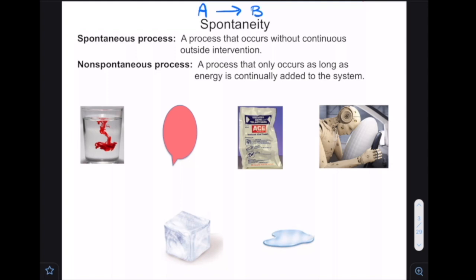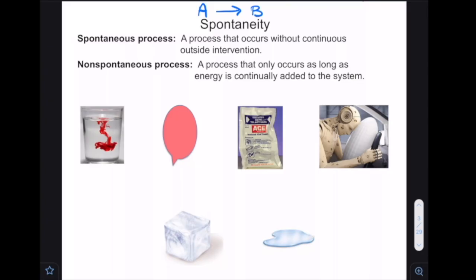Now, a non-spontaneous process can still proceed in the direction that it's written, but it would require some kind of outside energy being continually added to the system to keep the process going. Now, don't confuse the word spontaneous with it happening instantly. Some spontaneous reactions are fast, some are incredibly slow.